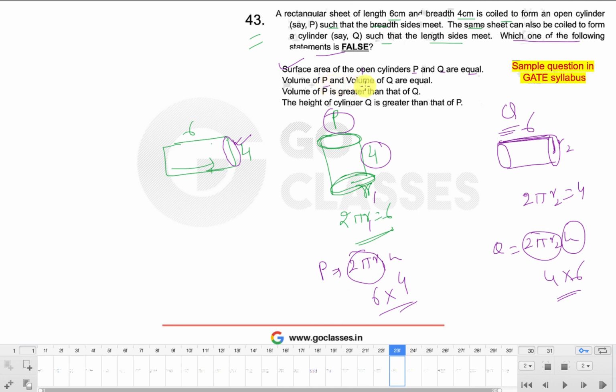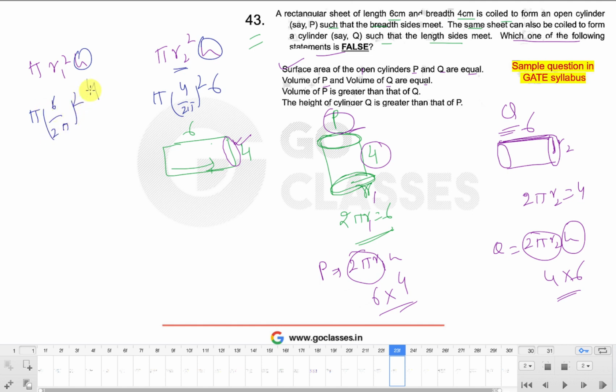Volume of P and volume of Q are equal. So volume of P will be pi R square H, means pi R1 square H, or here pi R2 square H. This H is 4 and this H is 6. Pi R2 square is what? 4 by 2 pi square, and R1 square is what? 6 by 2 pi square. So the value of these both will not be equal. You can see, or you can solve also.